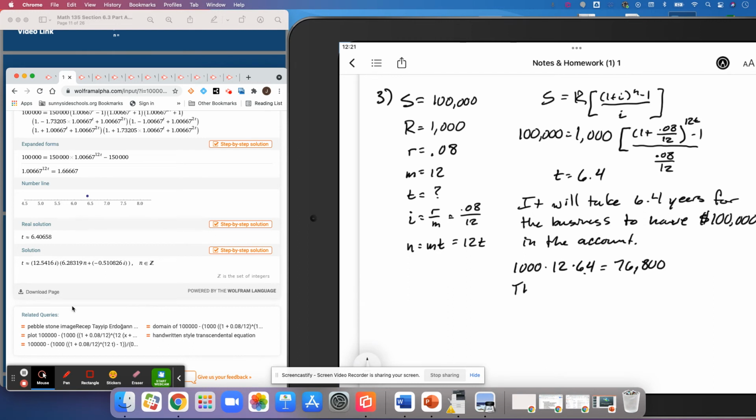So the business turned $76,800 into $100,000 in 6.4 years.